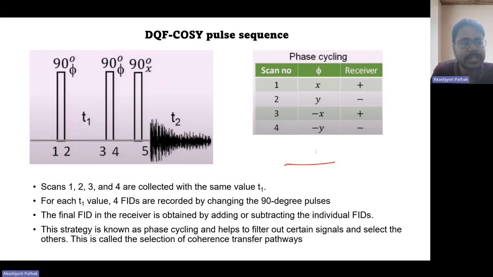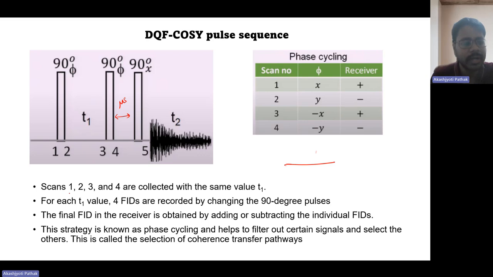But what does this phi indicate? Here there is a concept of phase cycling. First you understand that this is the evolution period, but the time period between this 90° phi and 90° x is in microseconds. This is very small. There is a very small time gap between this 90° phi and 90° x.